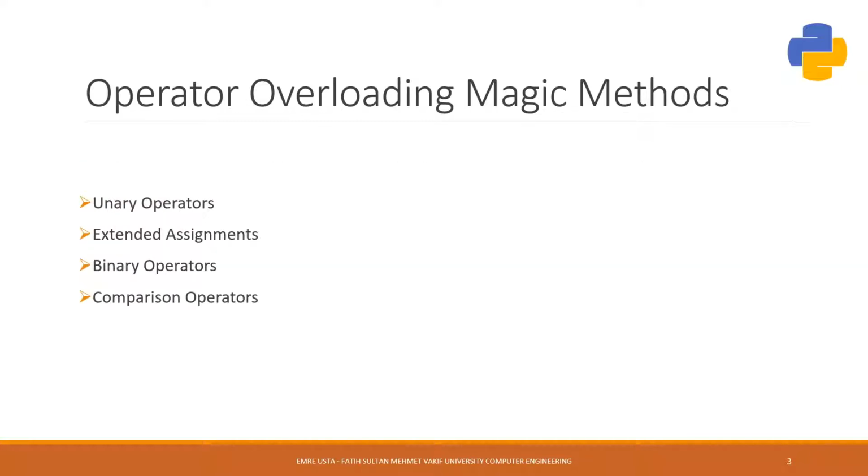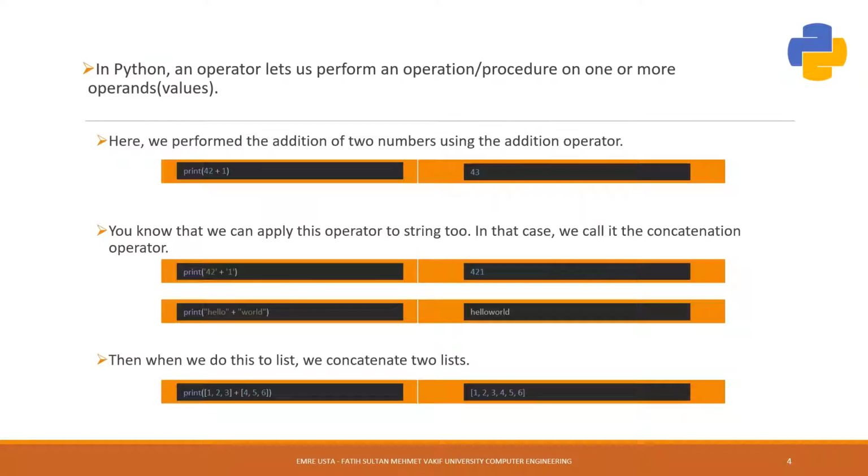We can start with the Python magic methods. We have four kinds of magic methods in Python: unary operators, extended assignments, binary operators, and comparison operators. In Python, an operator lets us perform an operation on one or more operands. Here, we perform the addition of two numbers using the addition operator. If we add 40 to 3, we get 43. We can do this in Python.